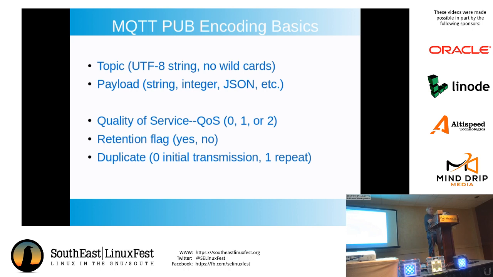There are three other parameters that you might use. Quality of service, which I'll talk about a little bit more. Retention basically says, do you want the broker to keep that data around? On Mosquitto, it only keeps one copy, so as soon as you send the next one up, the last one's gone. So the retention is basically just the last message. And then duplicate is needed for some of the protocol, because they do have a retransmission if you have a higher level of quality of service.